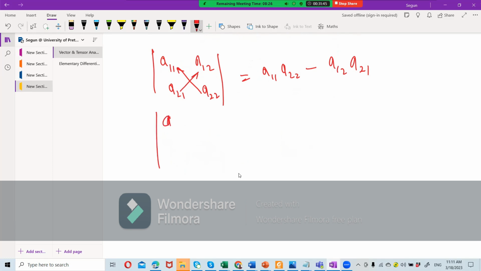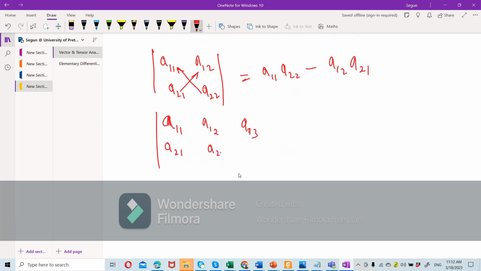For 3 by 3, I have A11, A12, A13, A21, A22, A23, A31, A32, A33. So it simply means positive, negative, positive, and so on. But if I want to solve this problem now, I'll pick this one.